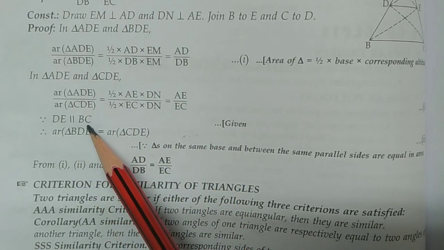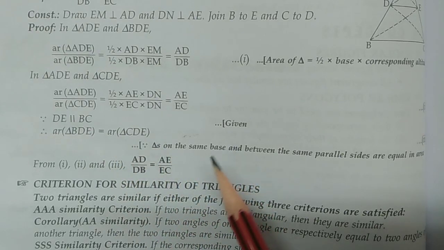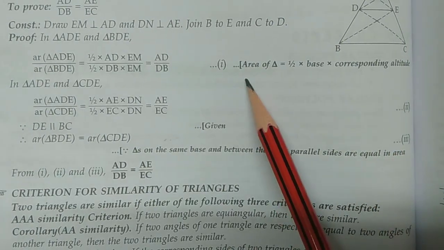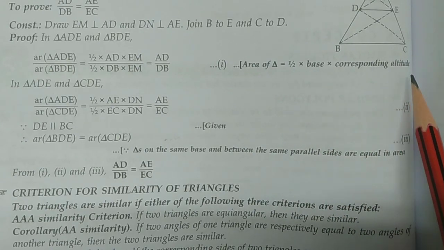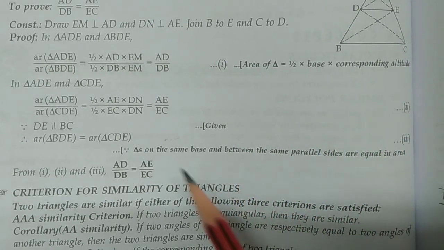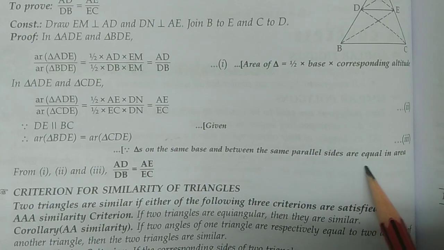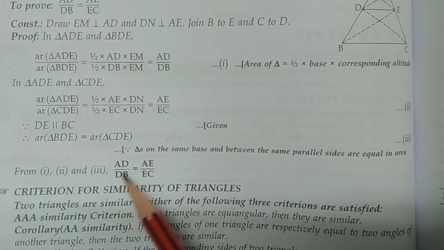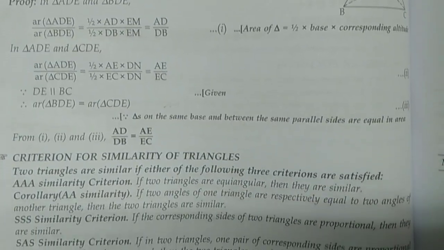So you can see DE is parallel to BC. So area of triangle BDE equals area of triangle CDE. It's given, so it's proved here like that. So you can do it like that. This is really very important. In the first, it is given that area of a triangle equals half multiplied by base and corresponding altitude. It's given here also that triangles on the same base and between the same parallel sides are equal in area. So from 1, 2 and 3, AD by DB equals AE by EC. Thus it's proved here and it's clear.